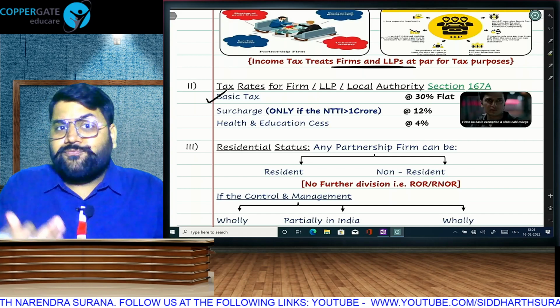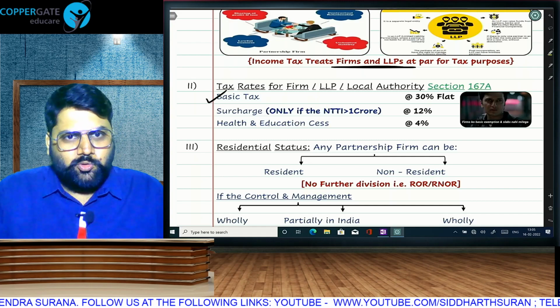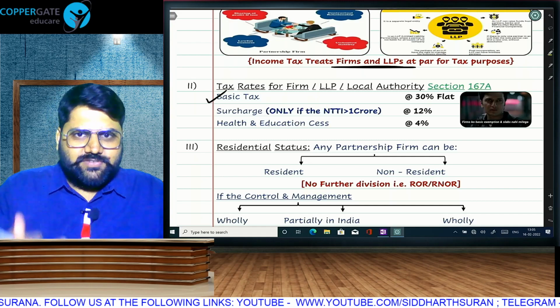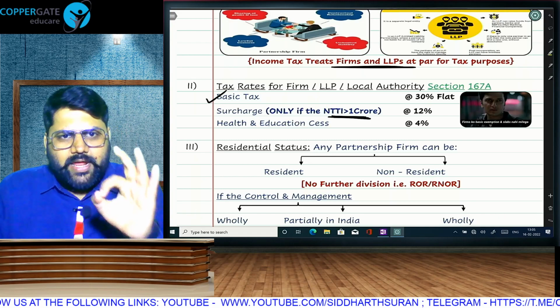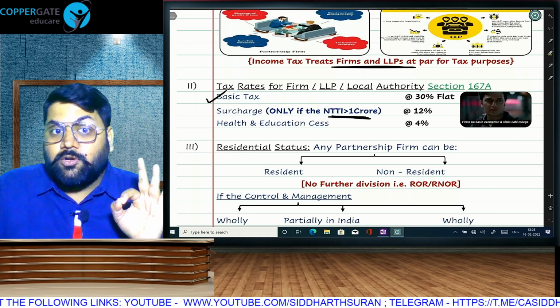After basic tax, obviously no rebate, because rebate is available only to individuals. So we have surcharge. Your surcharge will come only if income is exceeding 1 crore, exactly same as cooperative society in old regime.